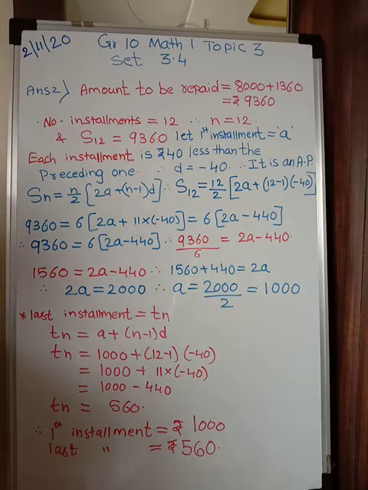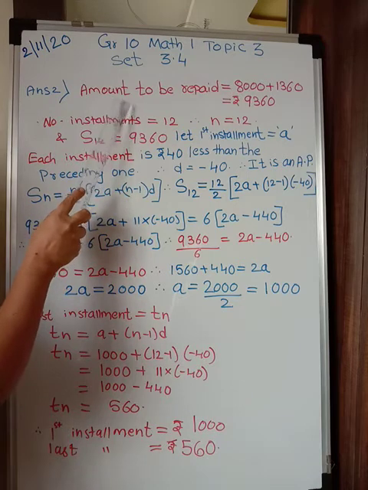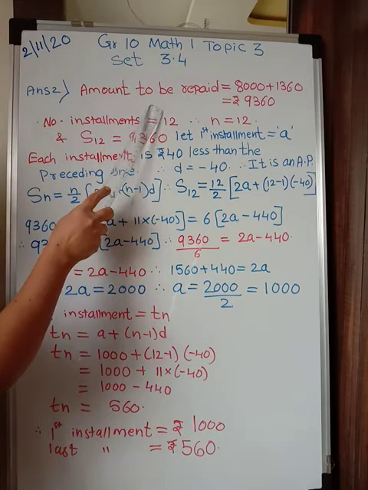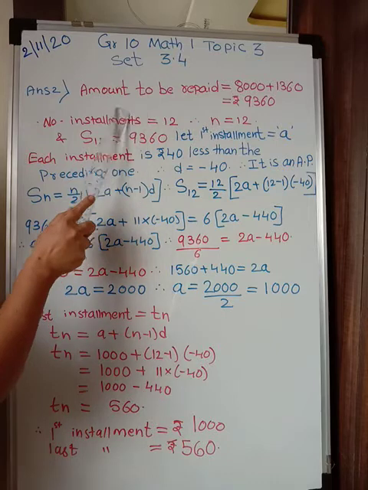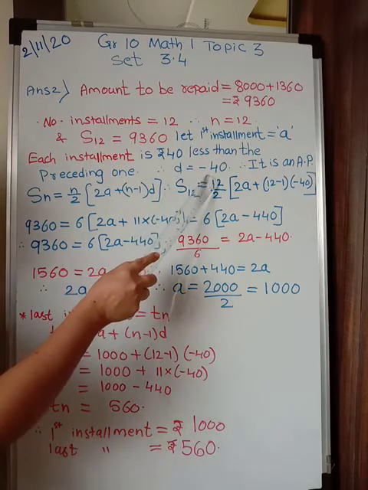So, next condition is that each installment being less than the preceding one by rupees 40. That means whatever amount he is going to pay in first installment, second installment will be less than the first installment by 40. Third installment will be less by 40 compared to the second installment. That means the difference between any two consecutive installments is constant, which is minus 40, and therefore this becomes AP. Okay, so this is an arithmetic progression with difference is minus 40.